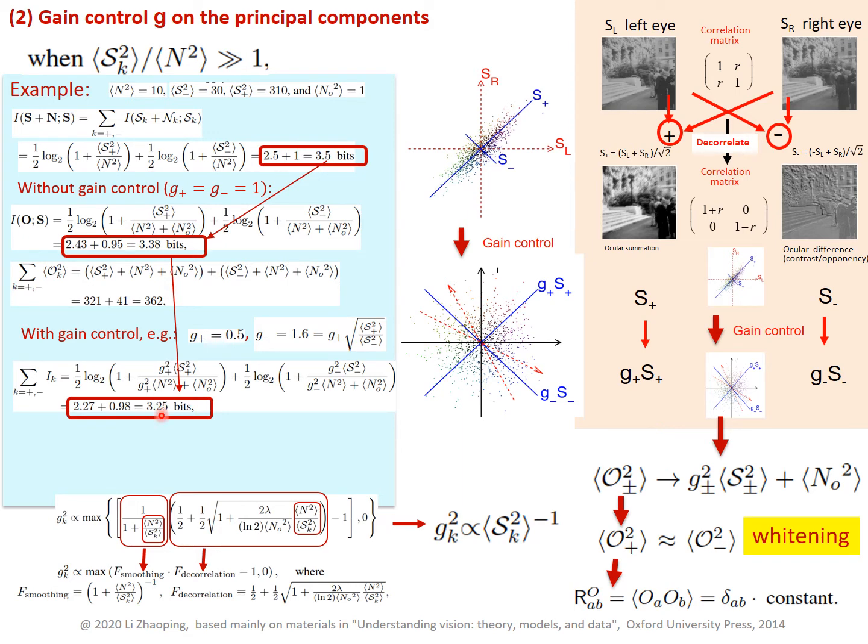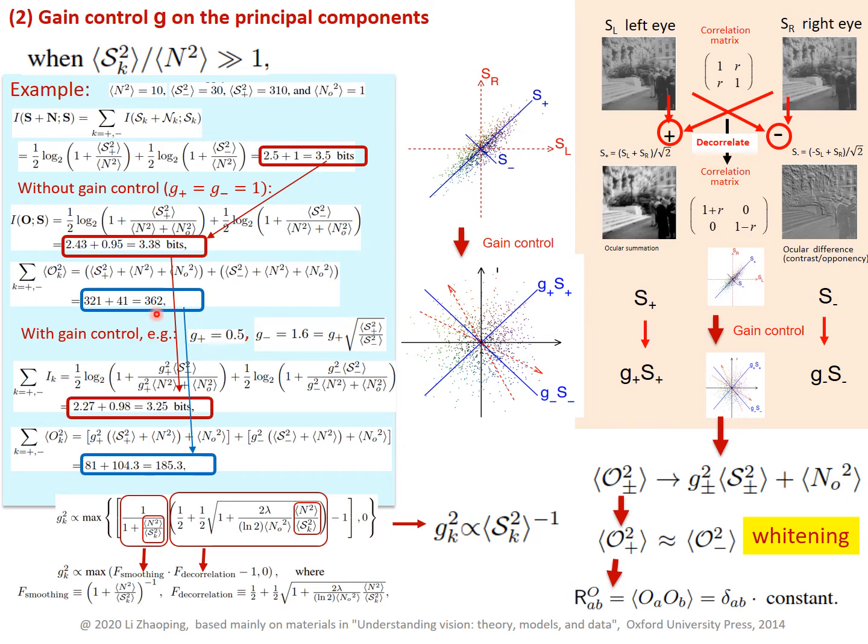Even though the information amount in the difference channel is actually increased because its signal power is amplified, the information amount is slightly reduced in the summation channel. But we can have a look at the cost. Again plugging in the values, summation channel, difference channel, the total cost is almost halved, from 362 to 185. And most of the savings comes from the summation channel, even though the difference channel expenditure is increased because the signal power is increased.